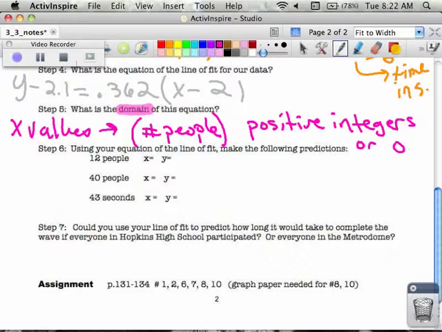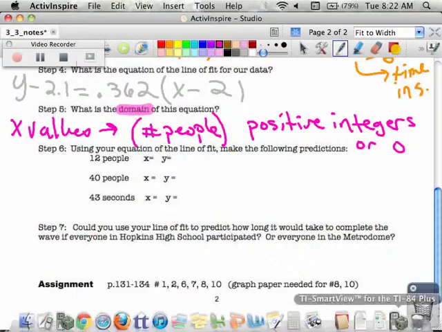So now what we're going to do is use this prediction equation in the gray up in step 4 to find some values. And I'm going to show you how to do that on your calculator. So I need to write this stuff down, otherwise I'm not going to remember what the equation is. So I had y minus 2.1 equals 0.362 times x minus 2. Let me show you how I type that in my calculator. Notice how the y is not alone? You guys notice that? And my calculator uses y equals.